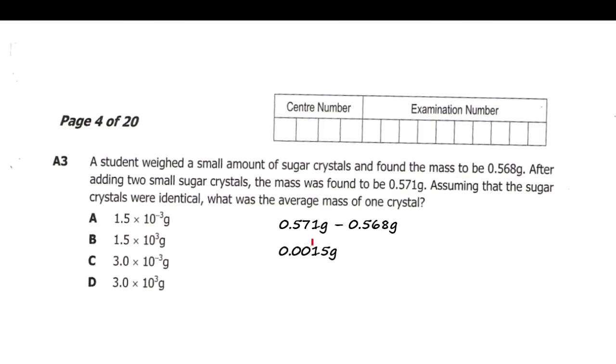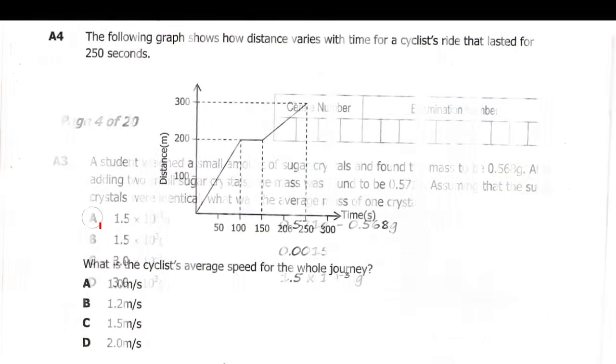1, 2, 3. So which will be 1.5 times 10 to the power negative 3 grams, which means our answer is supposed to be A. So let's go to 3.